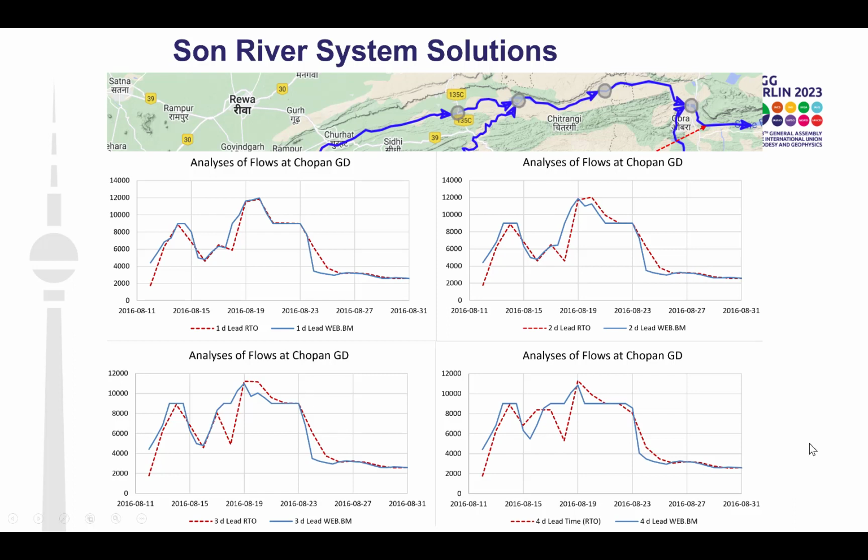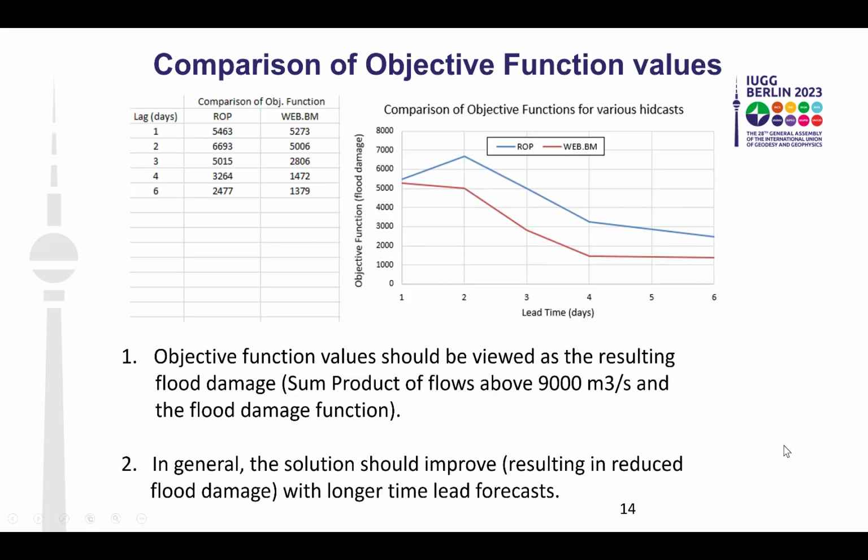So the forecast lead time does help us. The longer the forecast, the better the solution. This, of course, ends with the 4-day forecast, after which the solution doesn't improve, as you can see here. These are the values of the objective function, which you can understand as the total damage from flooding. Obviously, the longer the lead time, the better off we are, and the lower the damage.